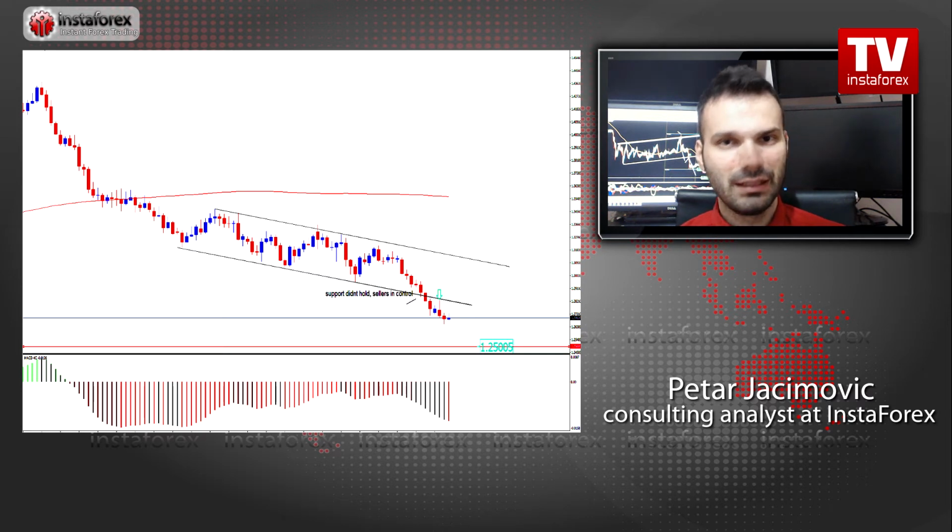1.2500. This is basically also a round number, so pay attention to this level, and this can also be a good level for take profit if you plan to sell this currency pair. So again, my advice is to watch for selling opportunities. Price is also trading below the 200 simple moving average, so long-term money is also on the bearish side. So watch for selling opportunities.